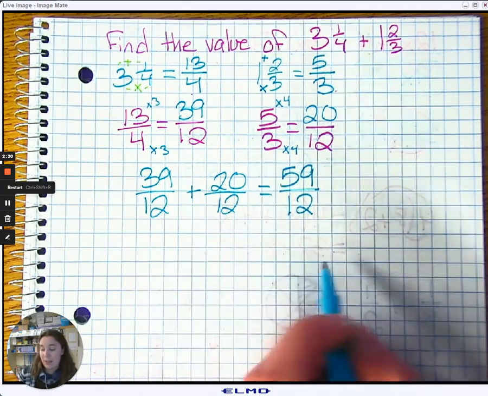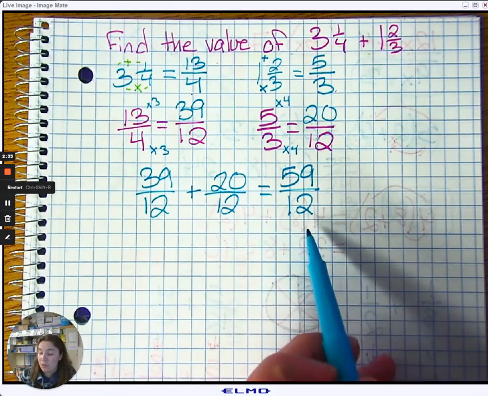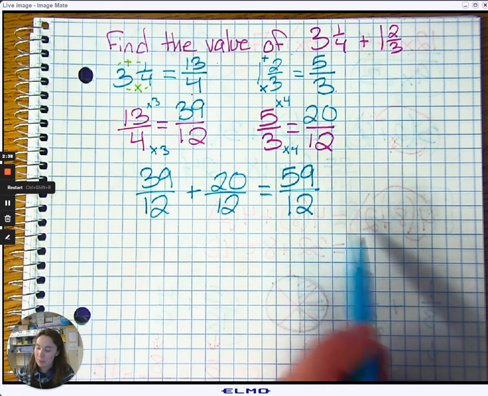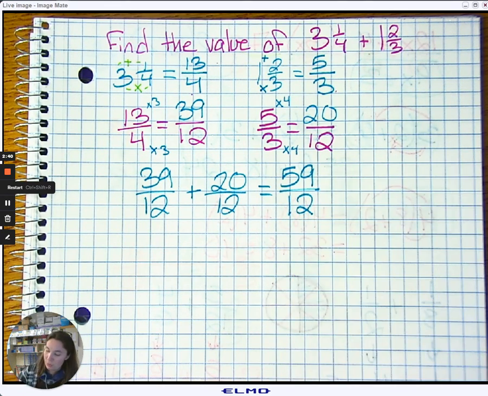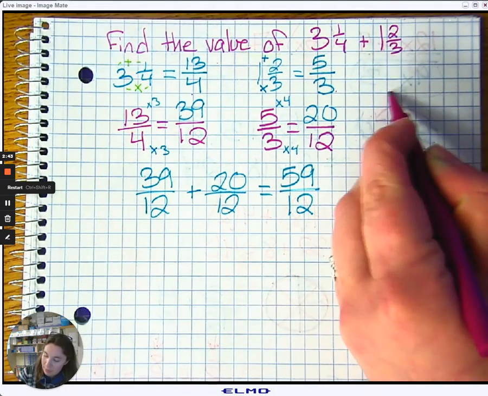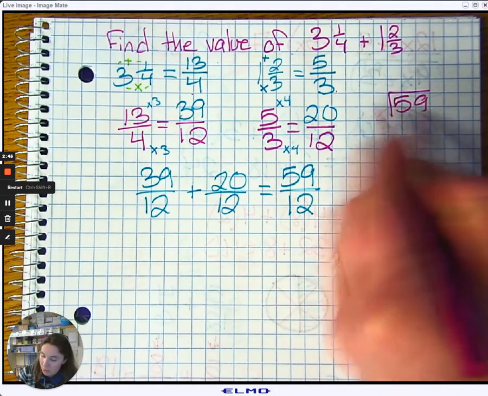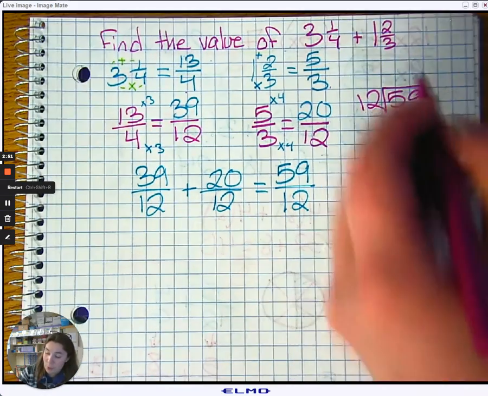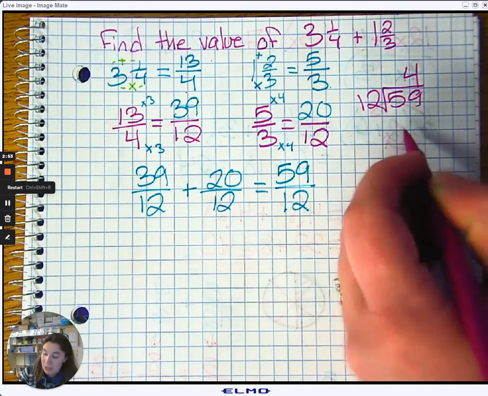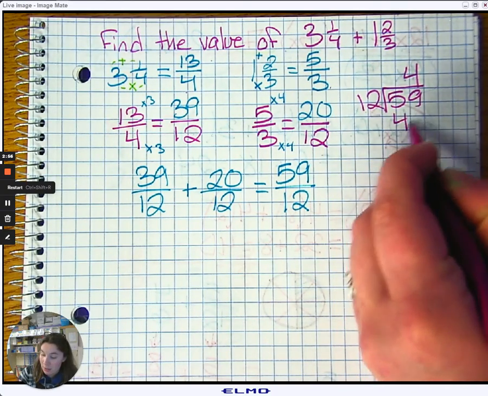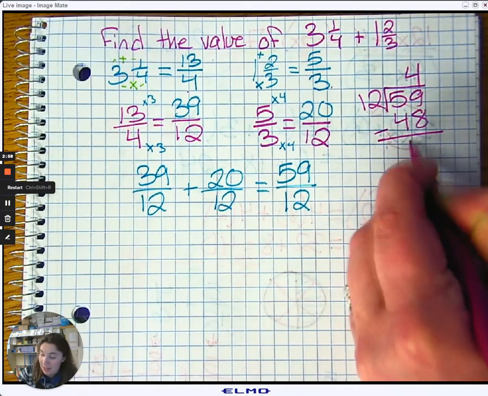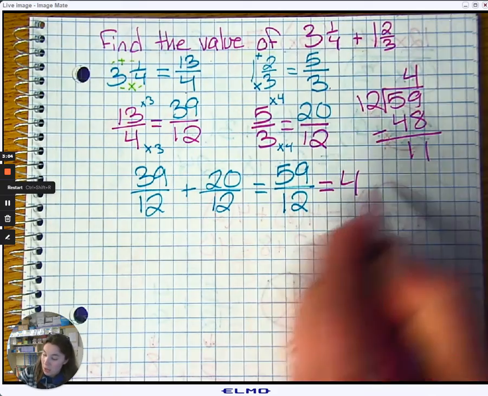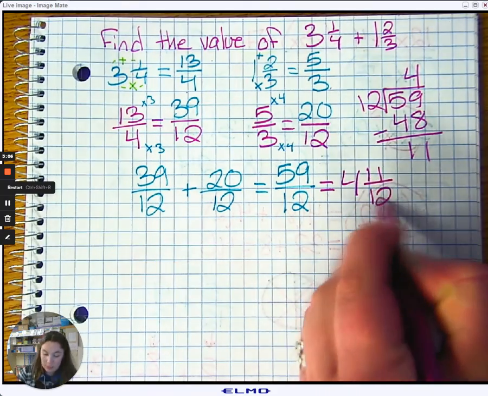And now I can simplify. Now, 12 and 59 might not have any common factors, but 12 still goes into 59 a certain number of times. Remember that to change from an improper fraction to a mixed number, we divide the top by the bottom. 59 divided by 12, so 12, 24, 36, 48, 60, so almost 5, so 4 times. 4 times 12 is 48. And if I subtract that, I get 11. So our new mixed number is 4, that's my whole number, and 11 twelfths.